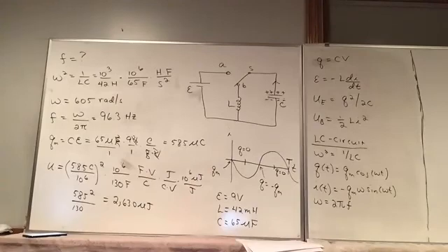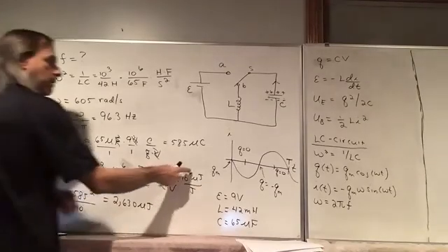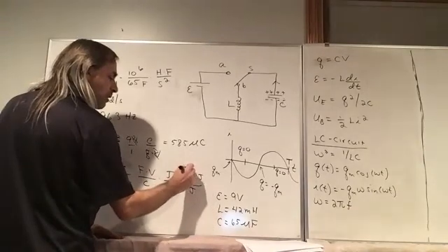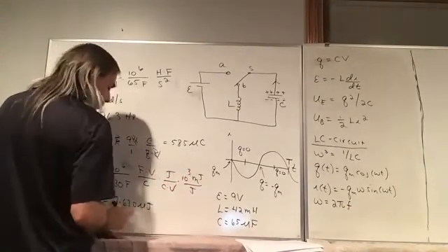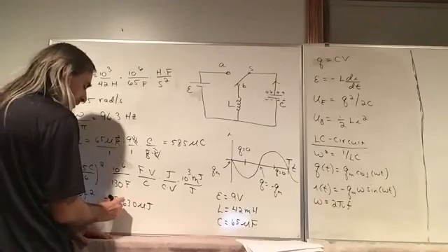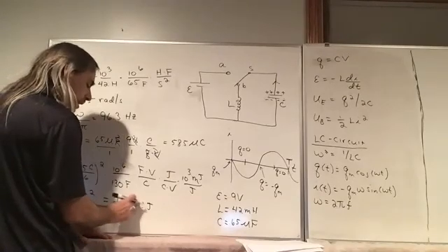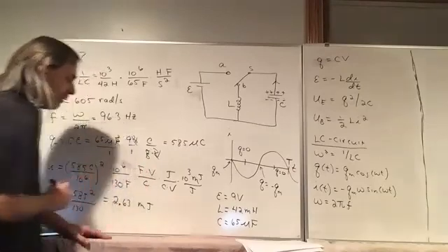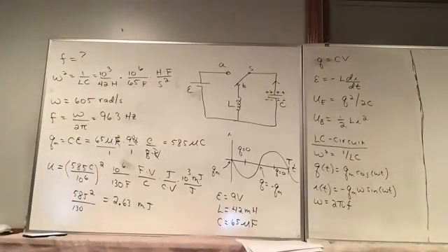Let's see. Maybe nanojoules would have been, all right, sorry, millijoules might have been better. Let's do that: 10 to the 3rd millijoules in 1 joule. So this is about 2.63 millijoules. That's what would be stored in this circuit. It's just going back and forth between electric and magnetic fields.